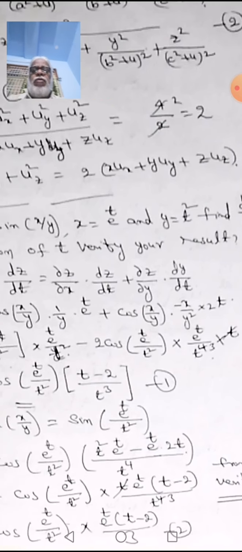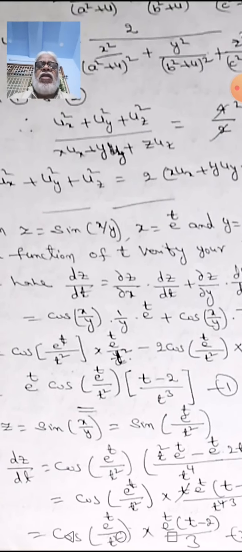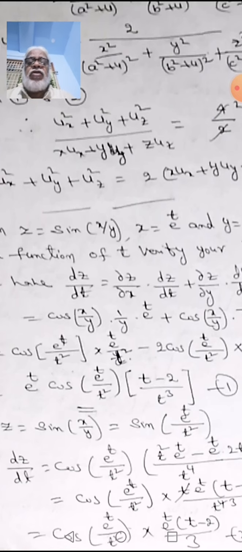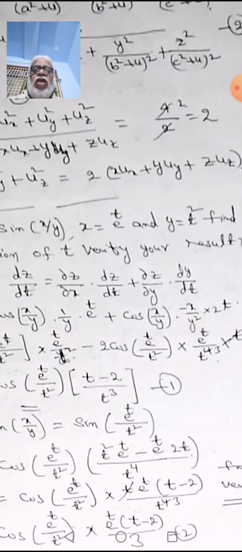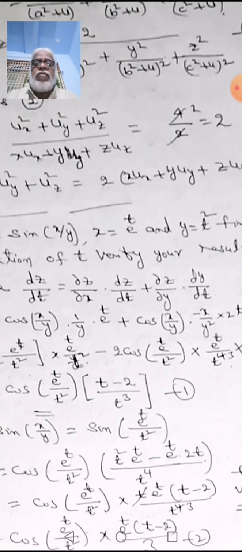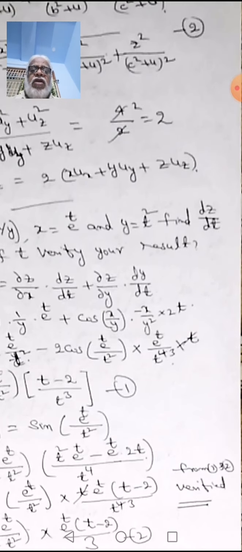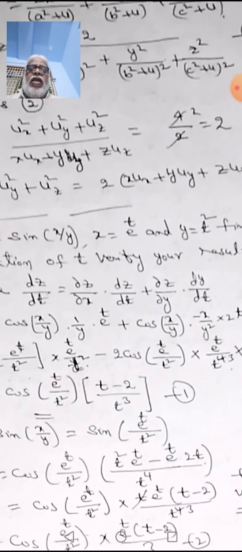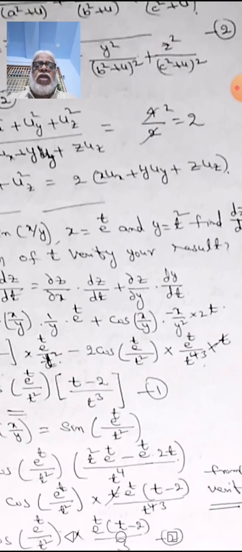You see, dou z by dou y is cos of x by y into minus x by y square, because what is z here? Sin of x by y. The partial derivative of z with respect to y is cos of x by y into minus x by y square. The derivative of x by y can be written with x as constant, and the derivative of 1 by y is minus 1 by y square, into dy by dt. Dy by dt is nothing but, y is equal to t square, so dy by dt is 2t.